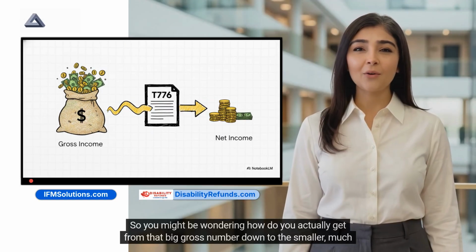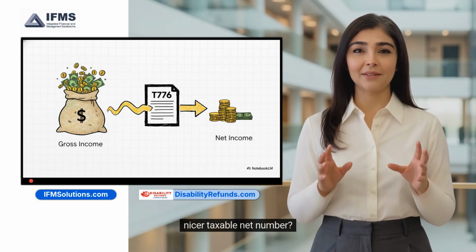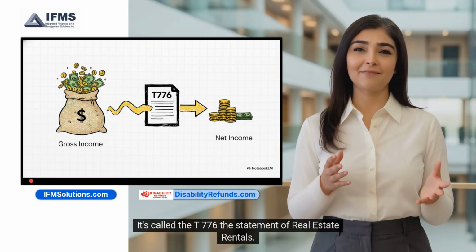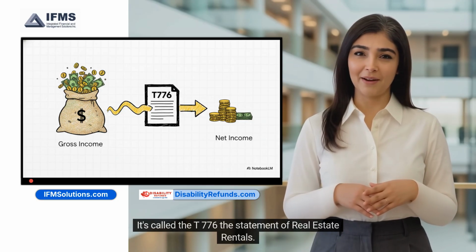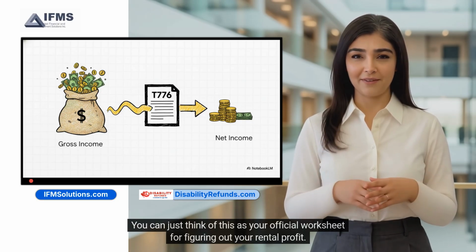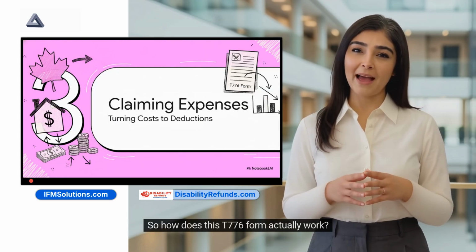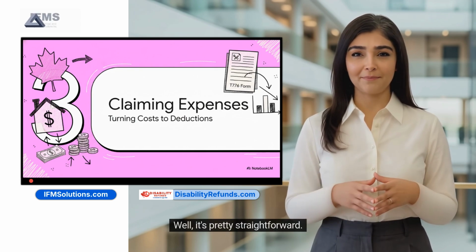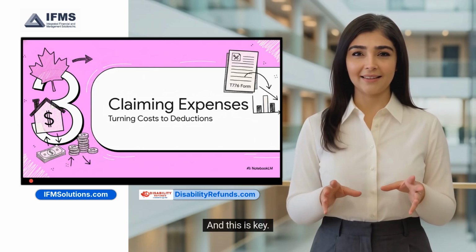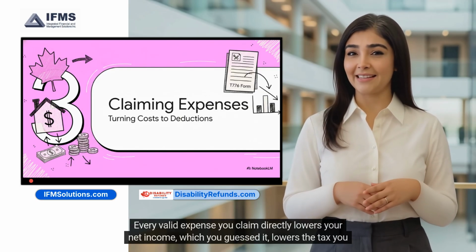So you might be wondering, how do you actually get from that big gross number down to the smaller, much nicer taxable net number? Well, the magic for that happens on a specific form. It's called the T776, the Statement of Real Estate Rentals. You can just think of this as your official worksheet for figuring out your rental profit, or sometimes a loss. So how does this T776 form actually work? Well, it's pretty straightforward. It's the place where you list out all of your eligible expenses. And this is key. Every valid expense you claim directly lowers your net income, which, you guessed it, lowers the tax you have to pay.